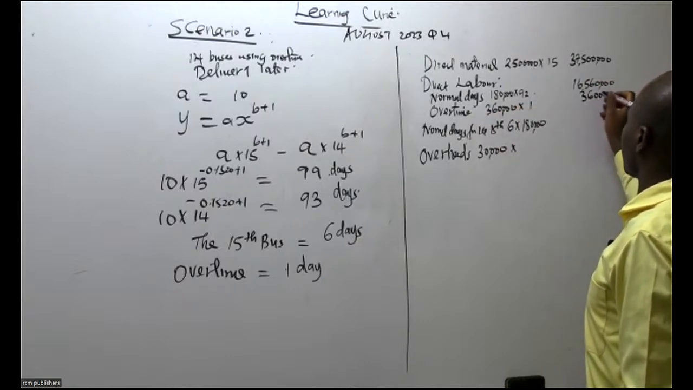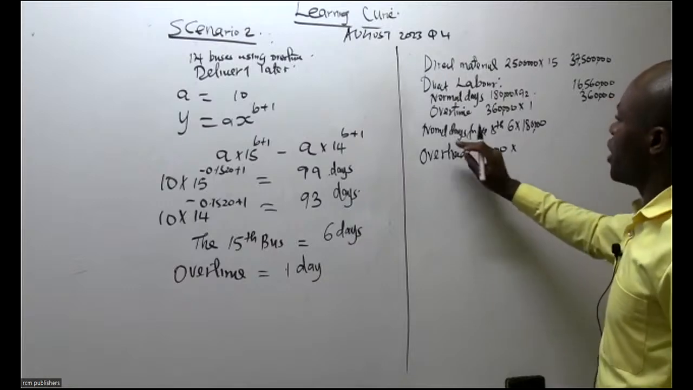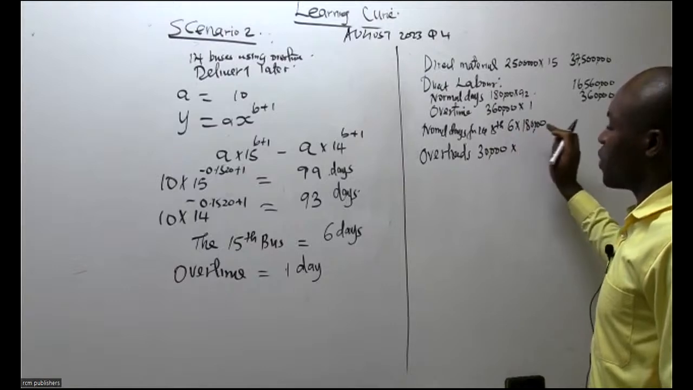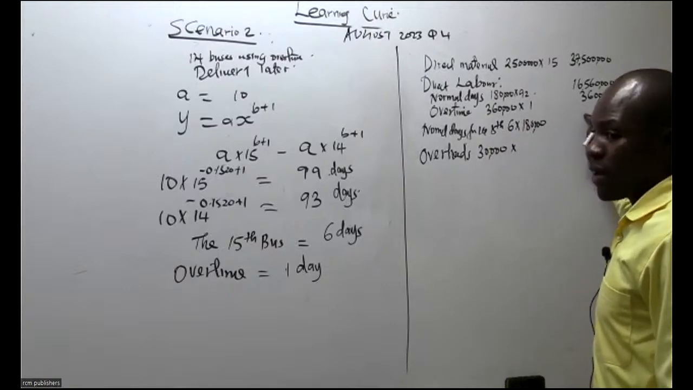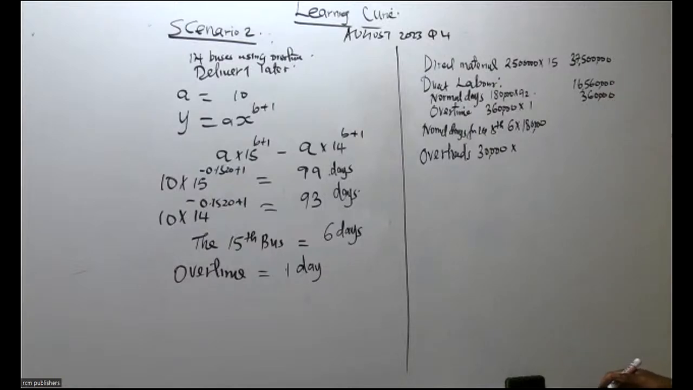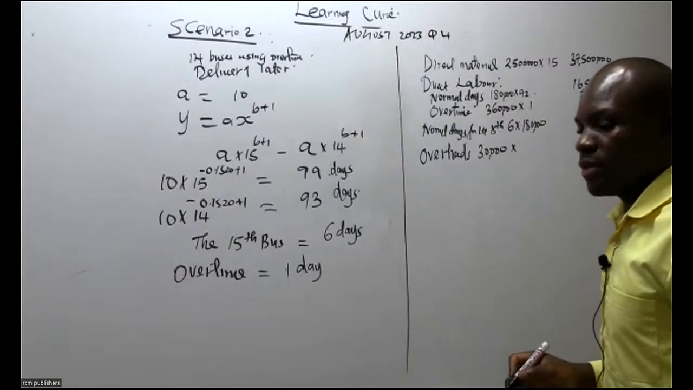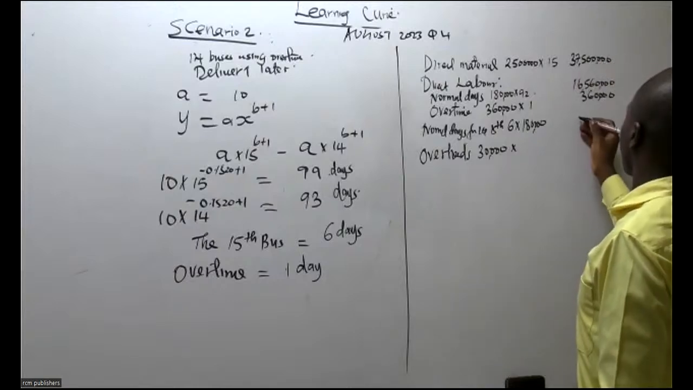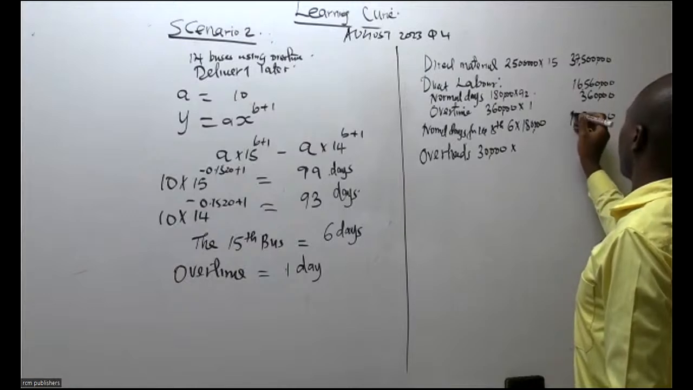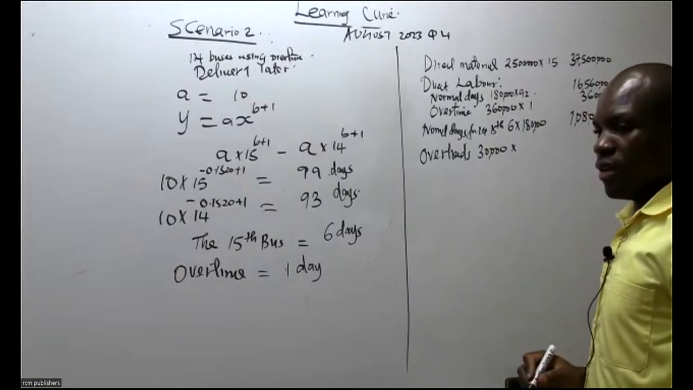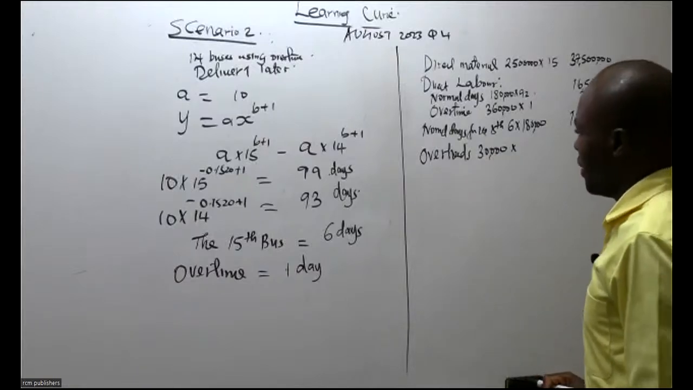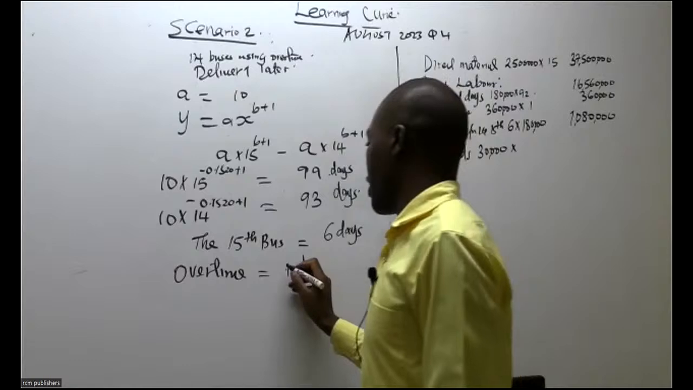Good. Then normal days for the 15th bus will be 6 days times 180,000. How much do we get here? 6 by 180 is 1,080,000. Good. Now, overtime. This is where I want to see whether people are following what we are doing or they are copying notes.